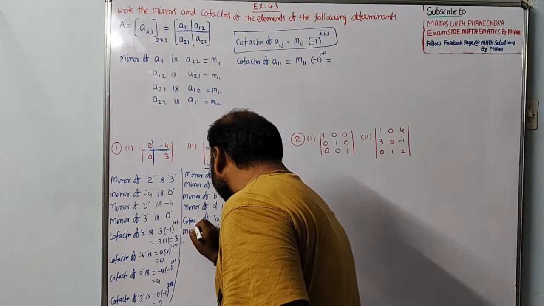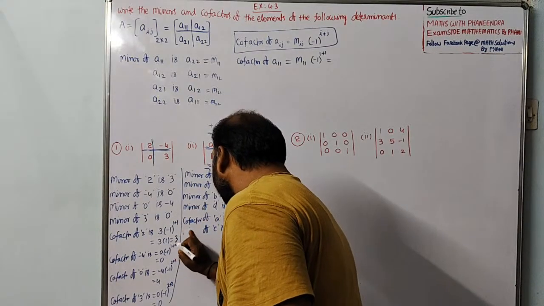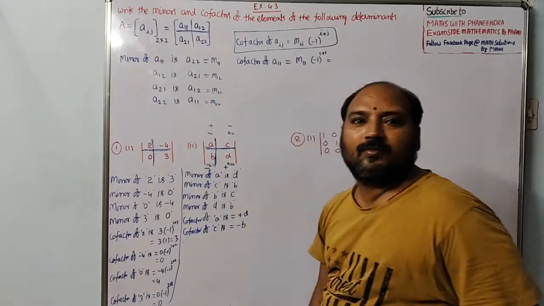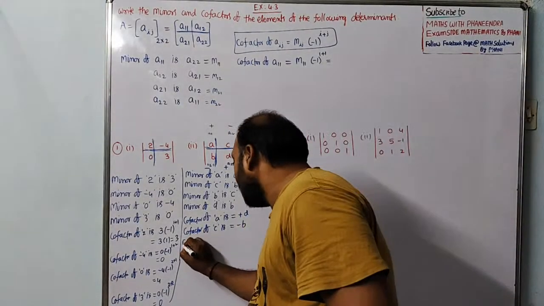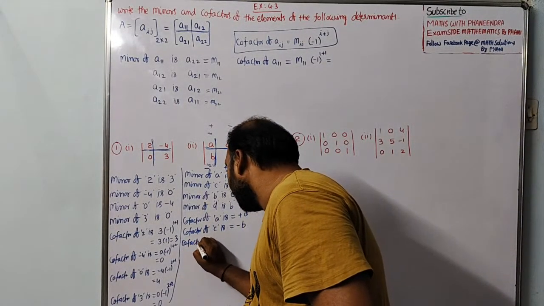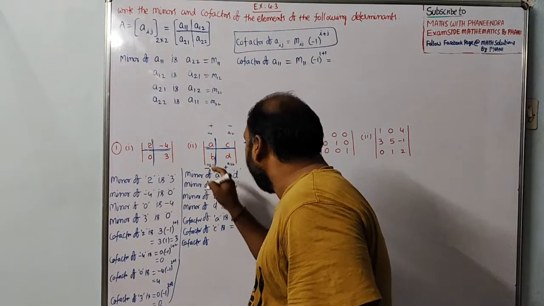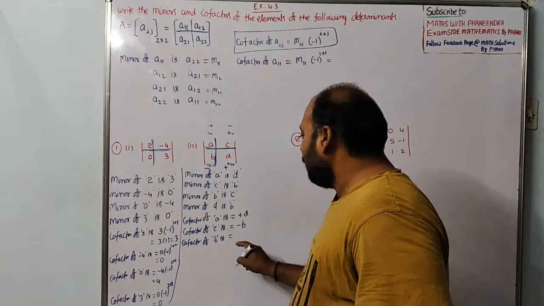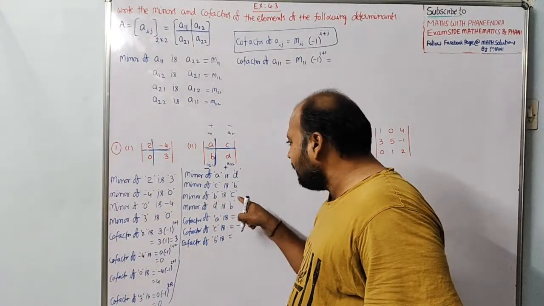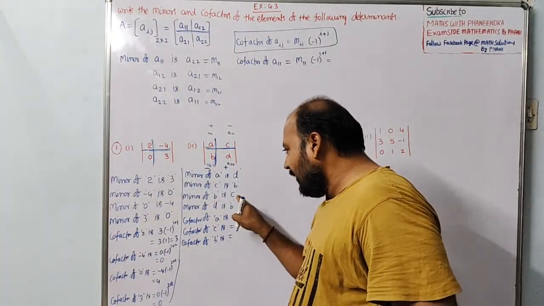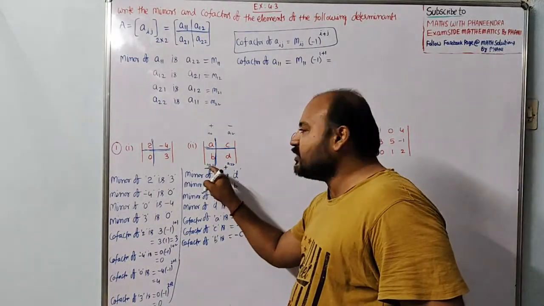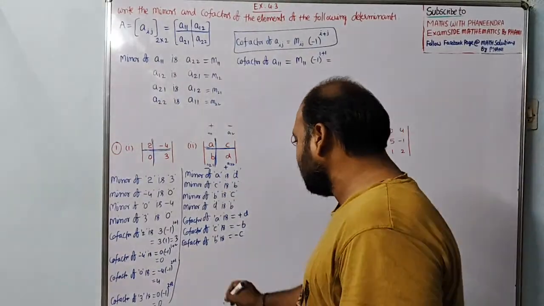Cofactor. Next, cofactor of B element. So cofactor of B is what? Before that, minor of B multiplying with minus. So minor of B is what? C. Multiplying with minus now. Why? Because 2 plus 1. Minus 1 all power 2 plus 1 is minus.